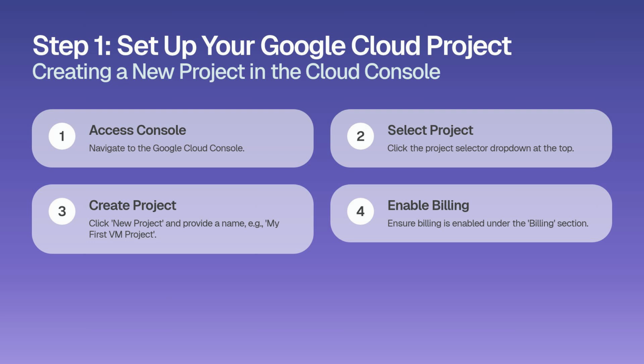If you already have a project set up, you can skip this step. Otherwise, start by going to the Google Cloud Console. Use the Project Selector dropdown at the top of the page and select New Project. Give your project a descriptive name like My First VM Project, and click Create. Finally, make sure that billing is enabled for this project by navigating to the Billing section in the console.